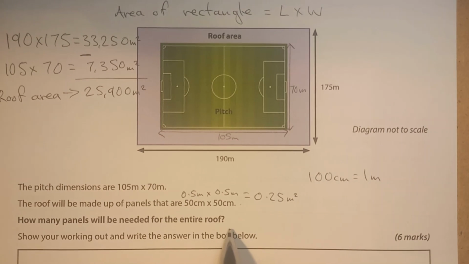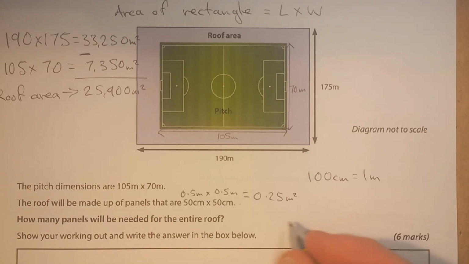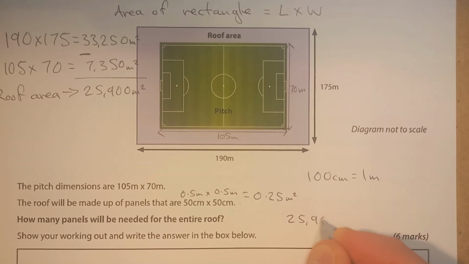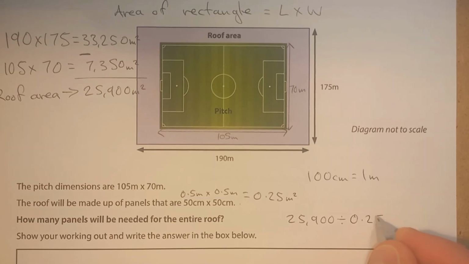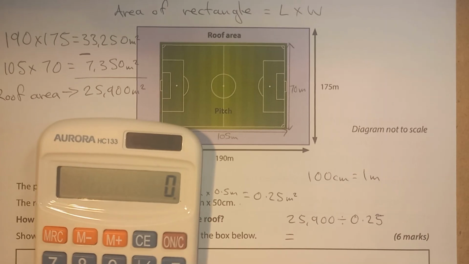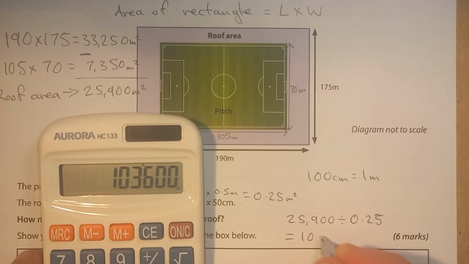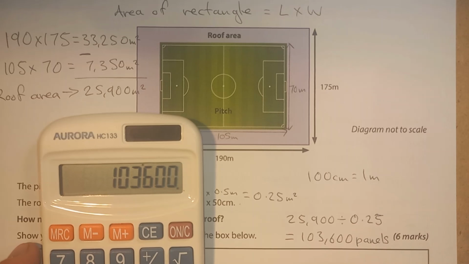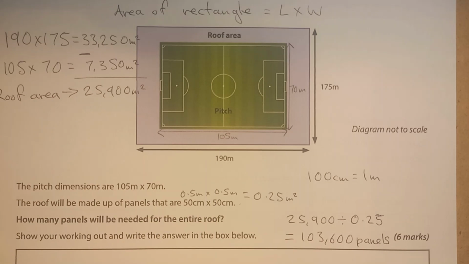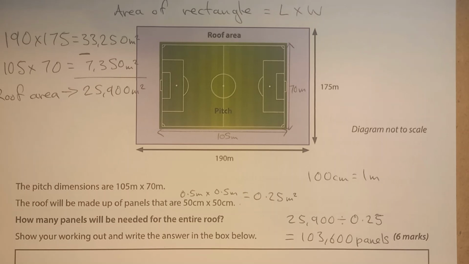So to know how many panels we'll need, we need to take the roof area, which is the 25,900, and divide it by the area of one panel, which is 0.25. 25,900 divided by 0.25, we get 103,600, and we are now talking panels. So that was another big 6-mark question. And that's the end of the paper.